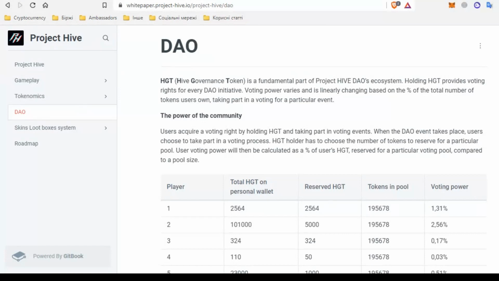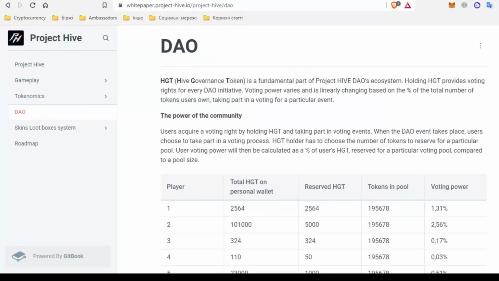The power of community. When you have HGT, you get the opportunity to vote for a certain event. That is, when a DAO event occurs, users decide to participate in the voting process. Those who have HGT tokens can reserve a certain amount of tokens for a certain pool that they deem necessary. And the voting power will depend on the percent or part of your contribution. The greater your percentage of the total pool, the more weighty your voice in the vote.